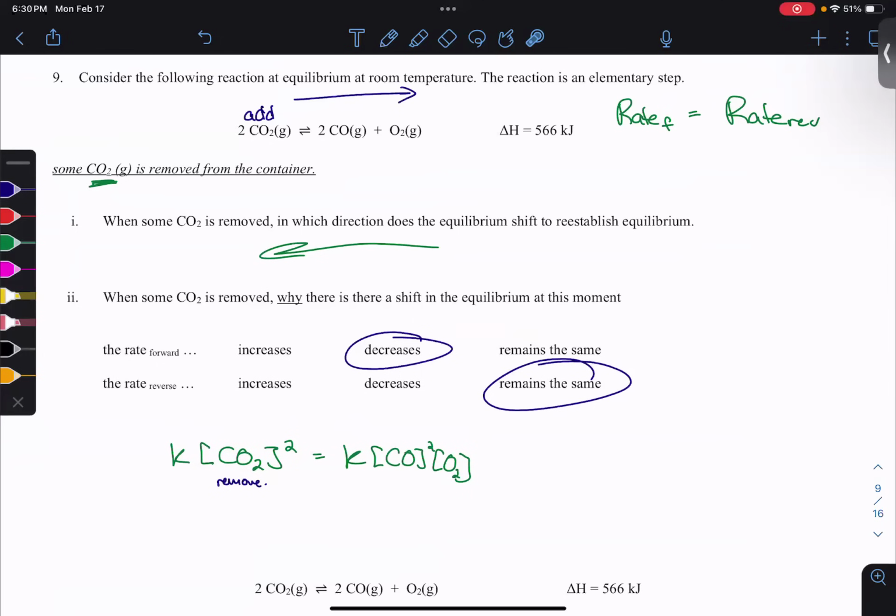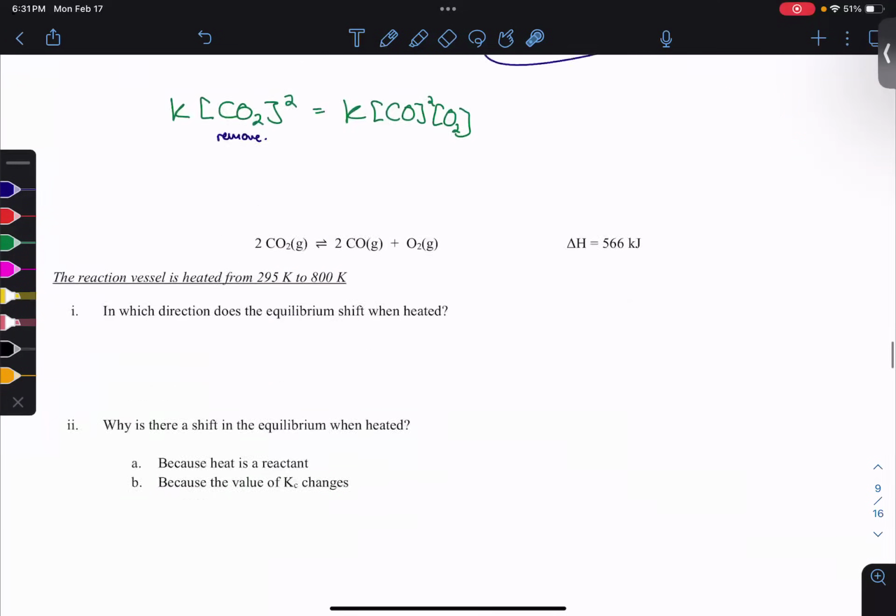But does the reverse rate change at all? It does not, because CO2 is not in it, right? So that is what we want to be thinking about with chemical shifts. Le Chatelier's principle just predicts whether it goes left or right, that's it. It does not predict the reason why. But we're smarter than that, so we can figure out why.